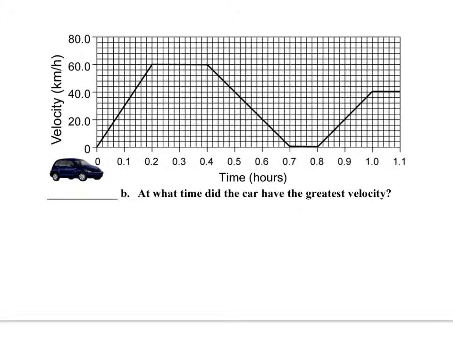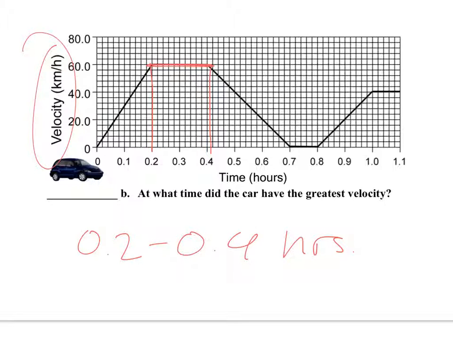Has the greatest velocity. We're looking for the point on the graph where it's the highest up because it tells us what velocity it is. And so this is the highest point on the graph, and in terms of its time, we've got times of 0.2 to 0.4 hours. And so 0.2 to 0.4 hours is when our velocity is the highest on a velocity and time graph. Look for the highest spot.